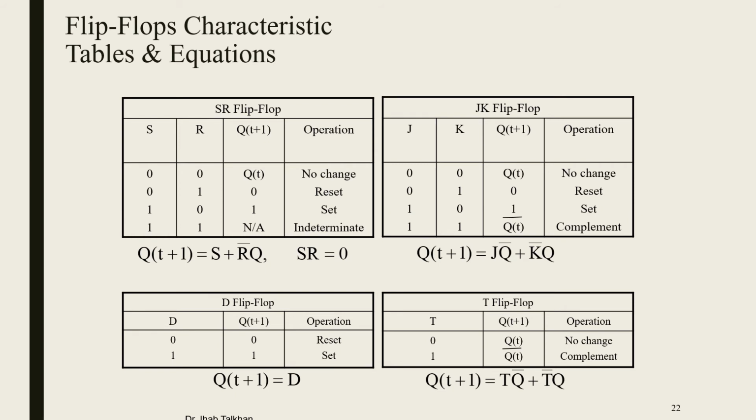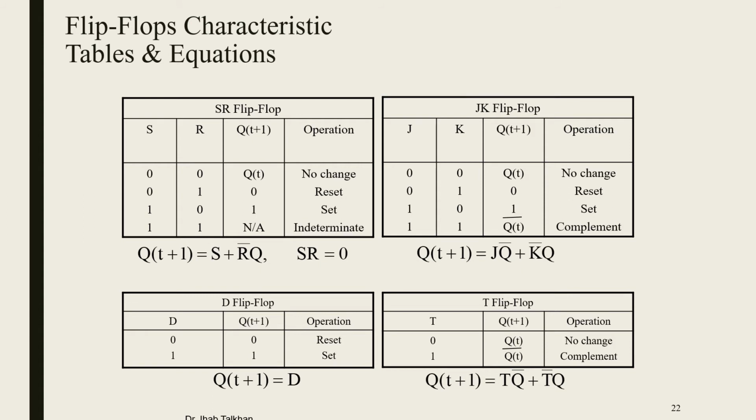This table summarizes all the characteristic tables for the 4 flip-flops: the SR, the JK, the D and the T, and the equations. As you can see for the SR flip-flop, whenever S and R are known, you can predict the next state. Q of t plus 1 means Q next, and Q of t means the present state.